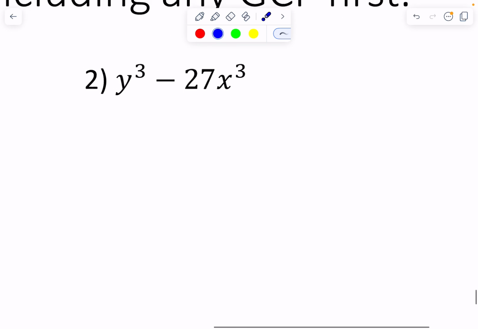All right, so now let's look at number 2. So it's a binomial, so it's either difference of squares or sum or difference of cubes. Well, I see exponents of 3, so I'm going to go ahead and see if I can do the cube root.